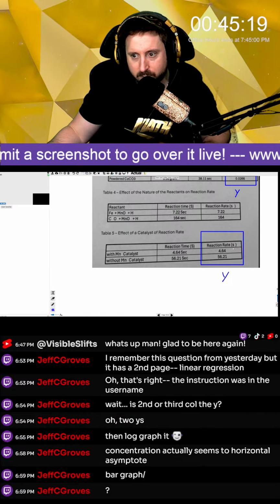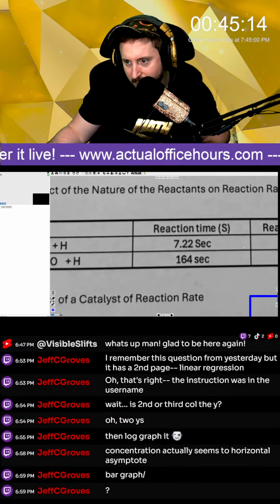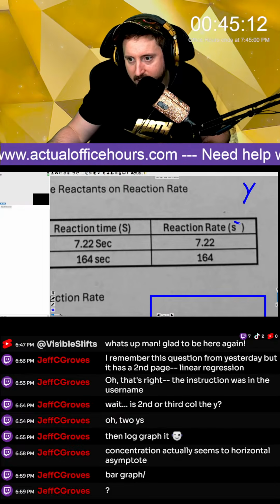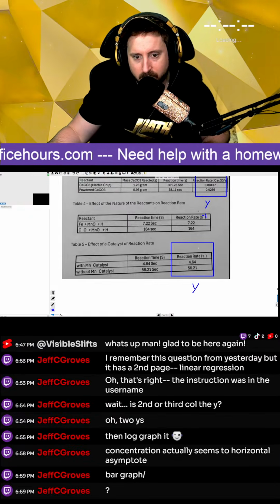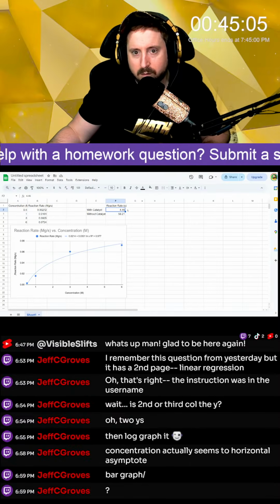They just put little s. That should be like mg per s, actually. Sorry, what? I think they're missing something here. This should be like seconds to the -1.